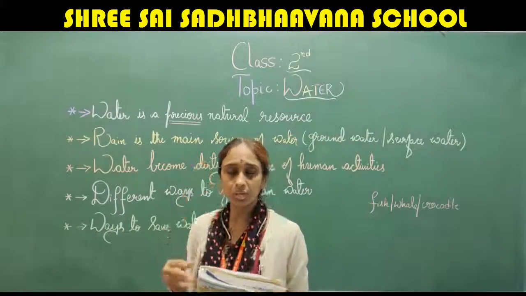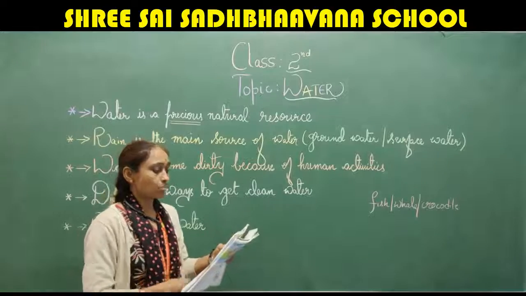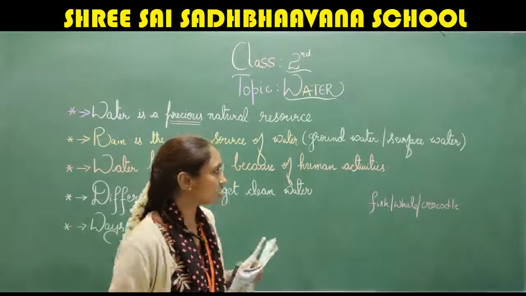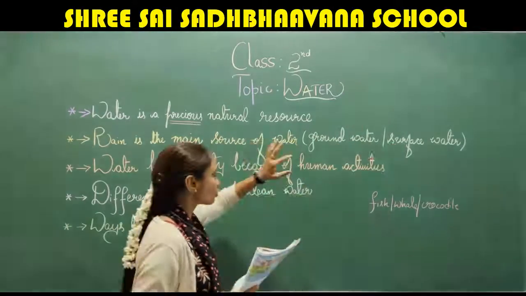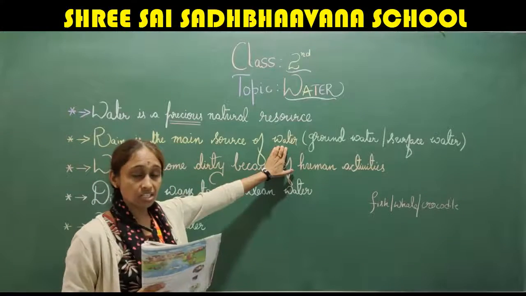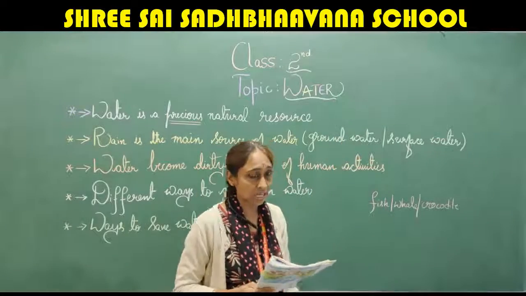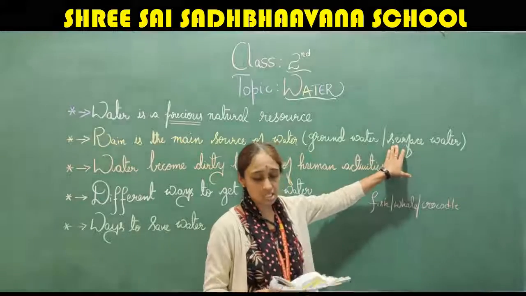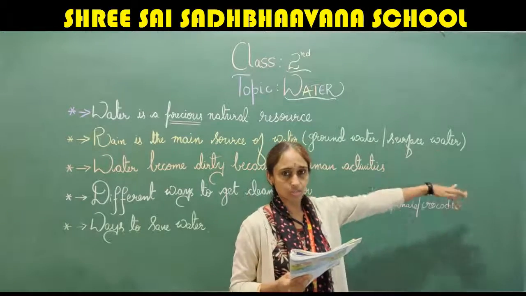When it rains, what happens? The rainwater is collected in ponds, rivers, lakes and seas. That is called surface water. Okay, so you know that rain is the main source of water. When it rains, the rainwater is accumulated or collected on the land in ponds, lakes, seas and rivers. That is called surface water.